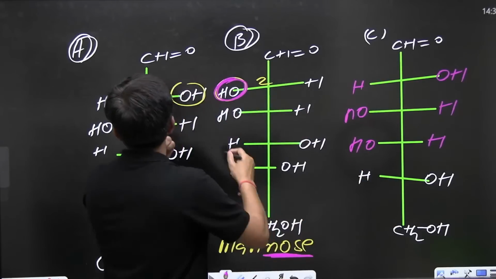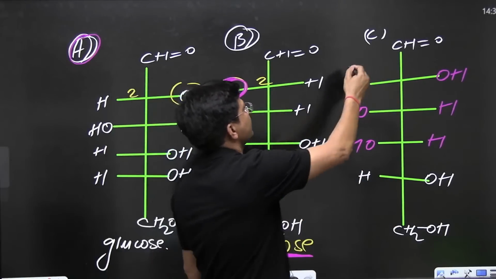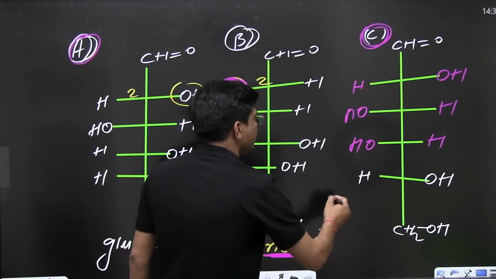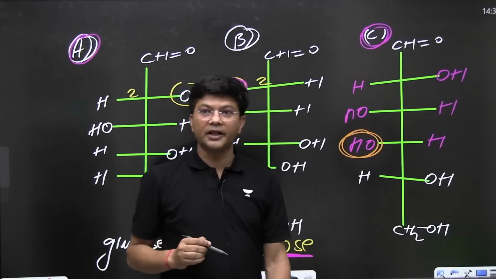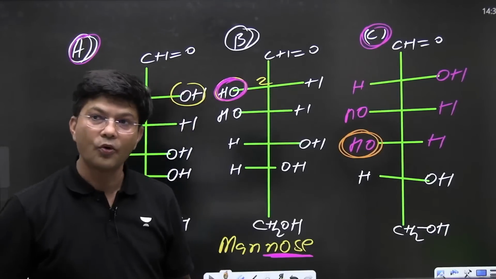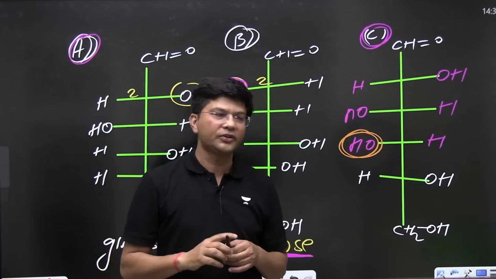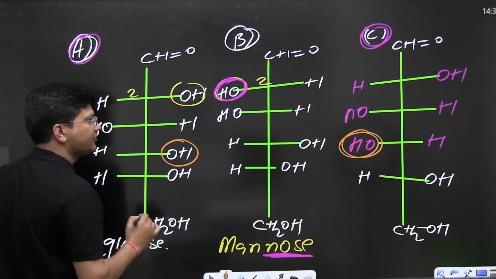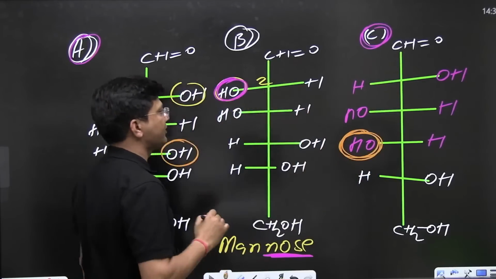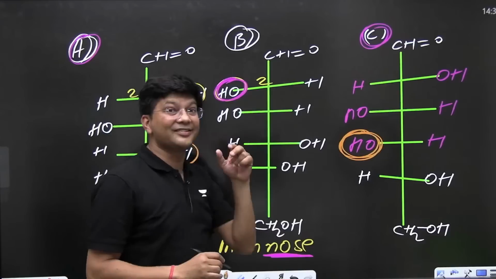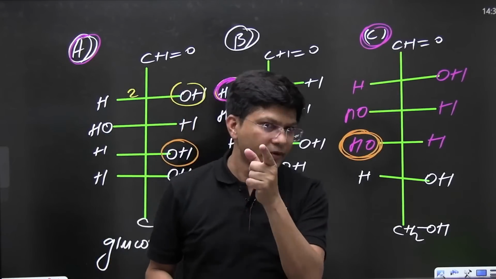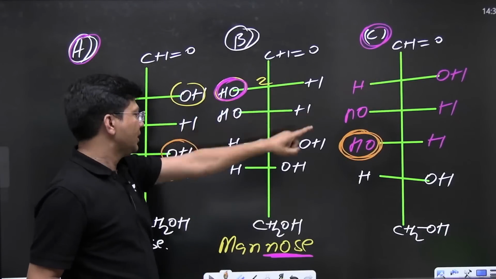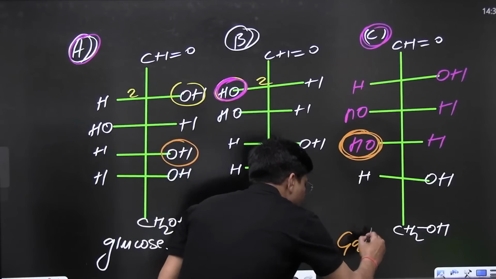Now, my dear students, in between A and C, what's the difference? So, definitely you will find the difference is over here on the fourth carbon. In glucose, the fourth carbon OH was on the right hand side and here the OH is on the left hand side. So, A and C are also epimers, and this is known as galactose.